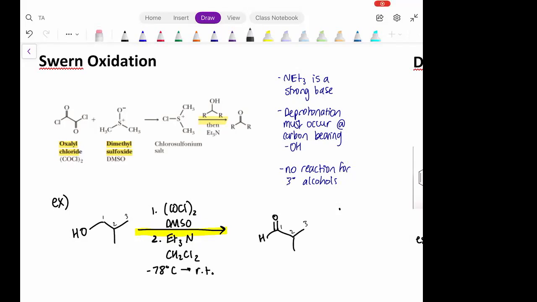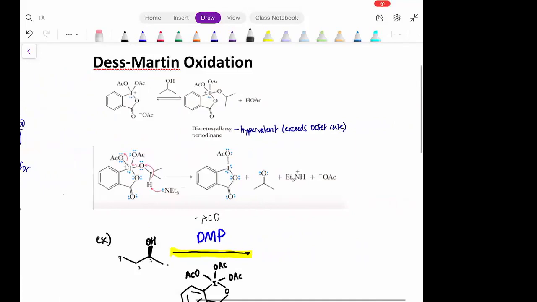The only thing you would expect is if this was a Jones reaction, then this OH group would be converted to carboxylic acid, not just an aldehyde. So that's another difference between this oxidation and other alcohol oxidations. So that's Swern oxidation. Let me just do an example for Des-Martin oxidation.